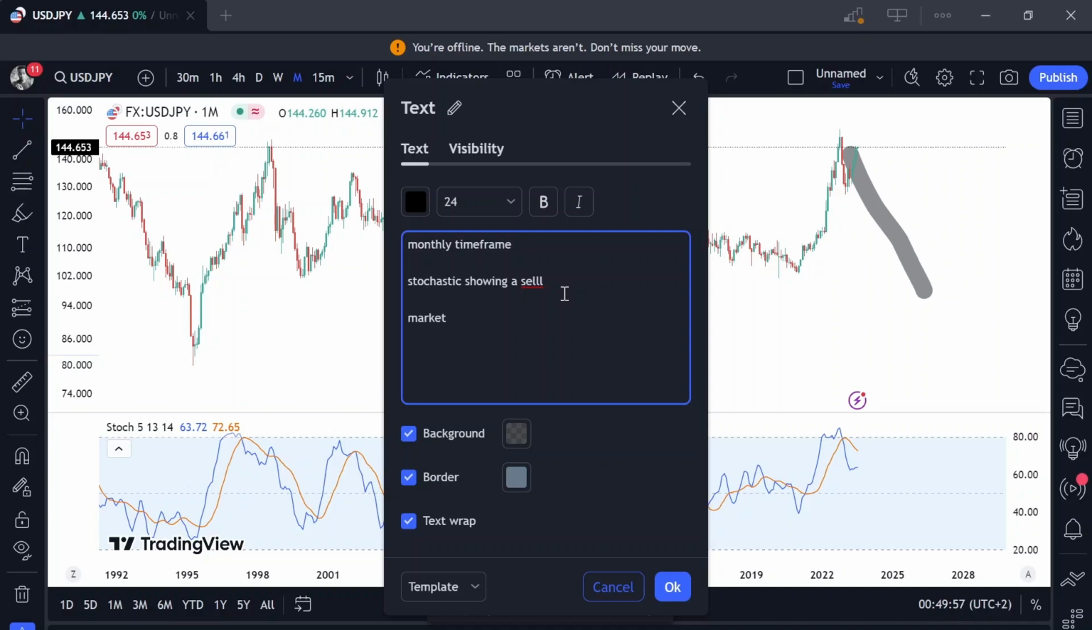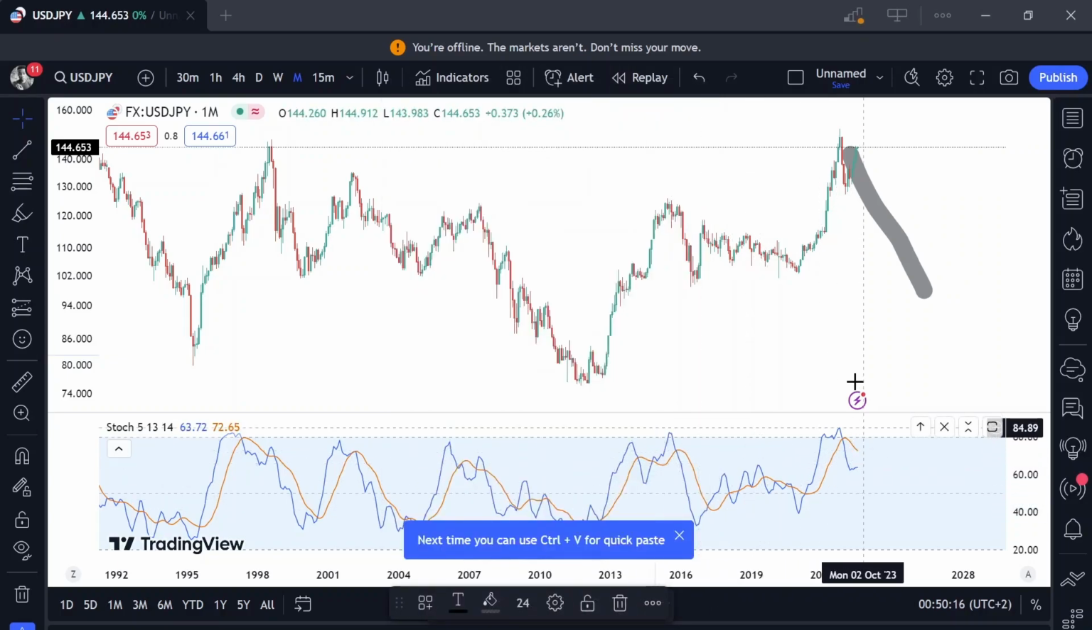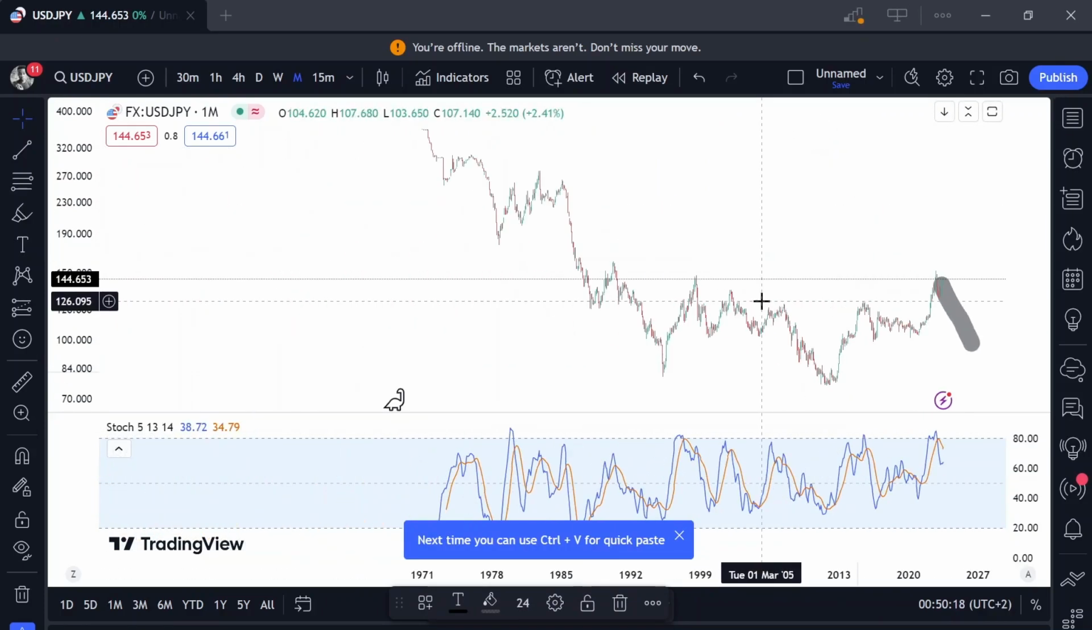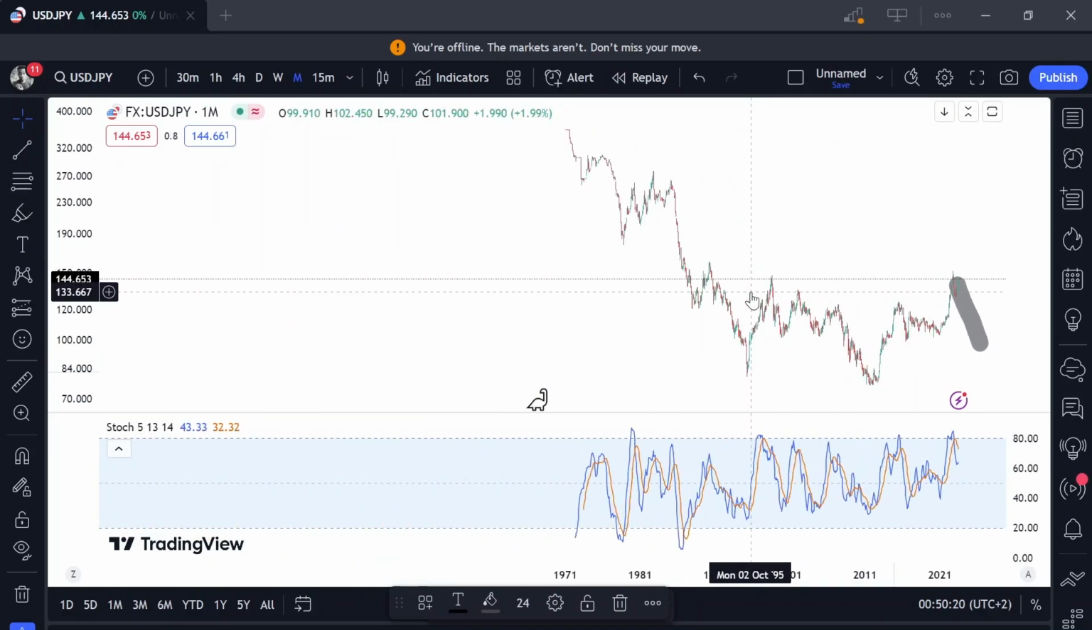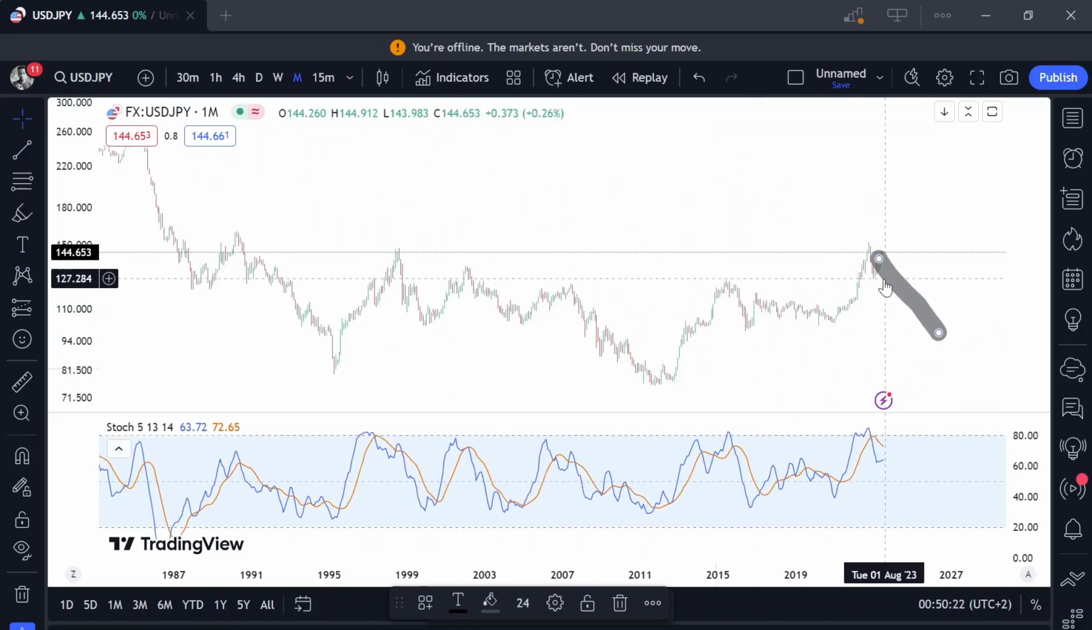This is what you do when you're analyzing a pair. Then you say market structure, then you say consolidating. Then you press OK. So this is what you should do whenever you are trading.